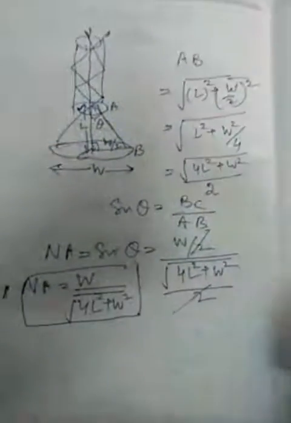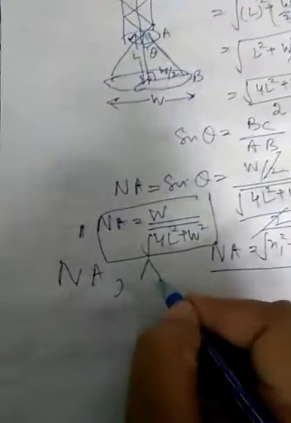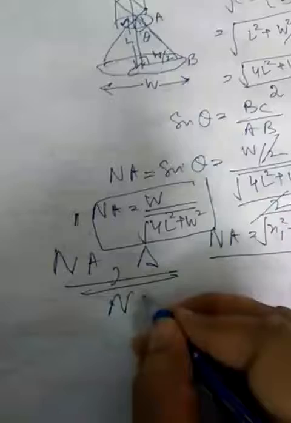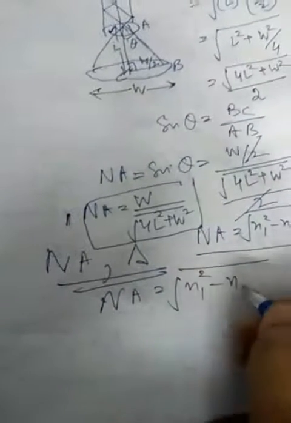This relation will be very rarely used, because only in the laboratory are we going to use it. Theoretically, in theory, we use the formula under root of n1 square minus n2 square. Now we are going to correlate how numerical aperture is related with delta, the fractional change in the refractive index. So we know that numerical aperture is equal to under root of n1 square minus n2 square.